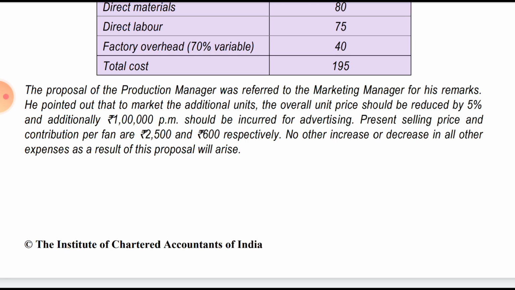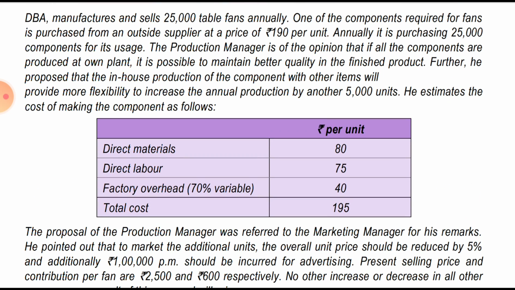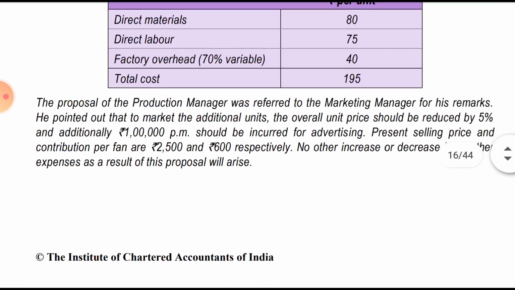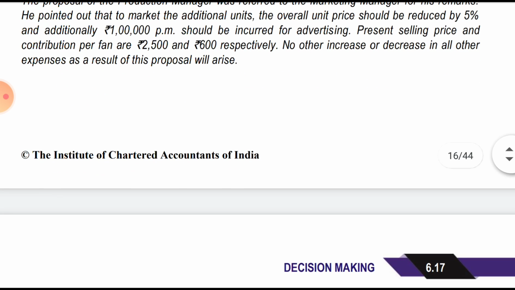The present selling price is 2500, which will be reduced by 5%. So 2500 into 5% is 125. So there will be a reduction of 125 from the contribution of 600, and at the same time it will increase by 7 per unit, because there was a saving: purchasing from outside was 190, and own manufacturing was 183, so there is a profit of 7. So 600 minus 125 because of the loss in sales price, plus 7, gives a contribution of 482, and the quantity we are selling is 30,000. There is no other increase or decrease in other expenses.